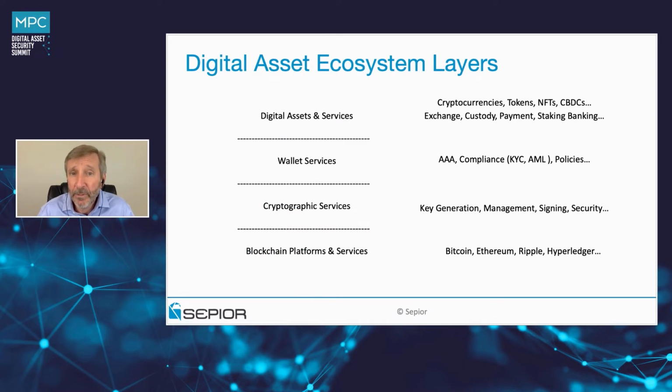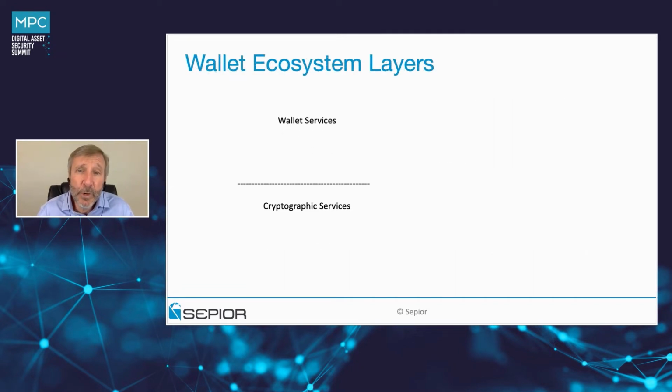services at the top layer, wallet services providing account-level operation, an MPC cryptographic services layer to manage and protect the keys, and the blockchain layer to record the transactions and more. If we take a closer look at the wallet, there are at least two primary services layers. The first is what I'll call the MPC wallet service layer.